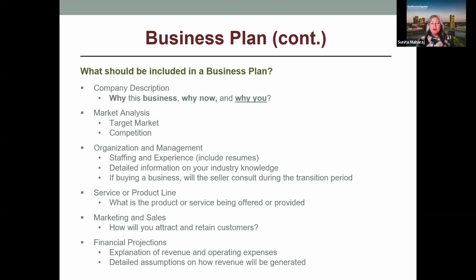And then organization and management. So how are you going to staff this? Is it just going to be you? Is it going to be you and another person? The experience of the other person, the experience that you have. We'll also have you throw in the resumes with your business plan so we can see who's going to be running this business. And then detailed information on your industry experience.